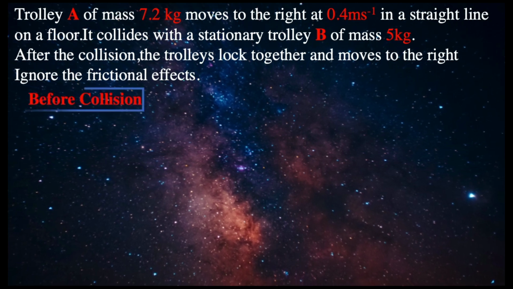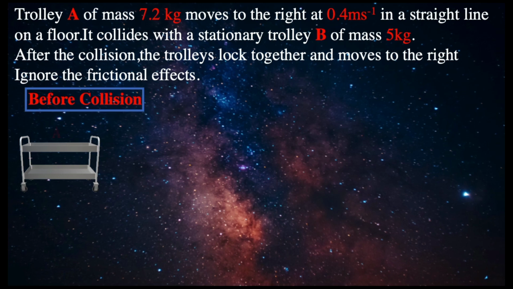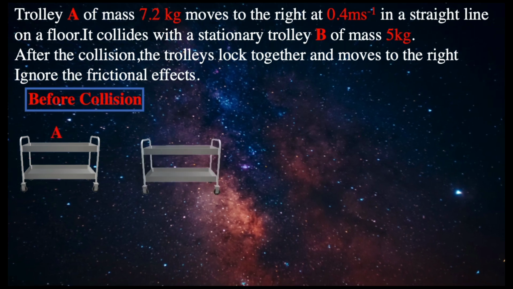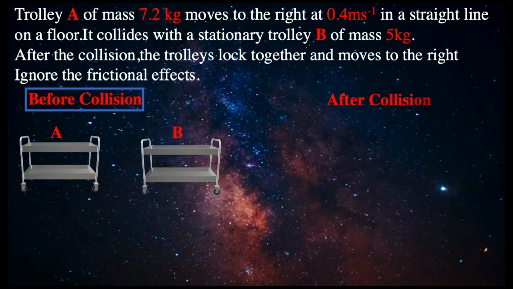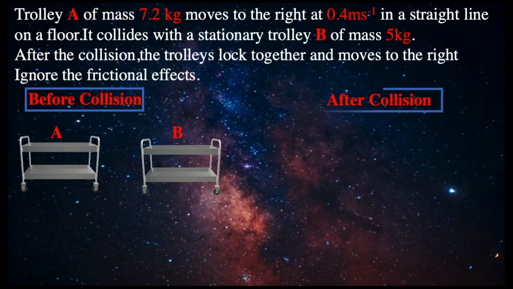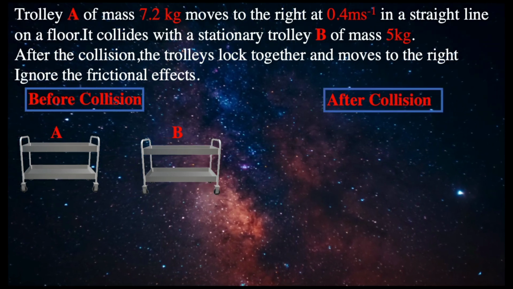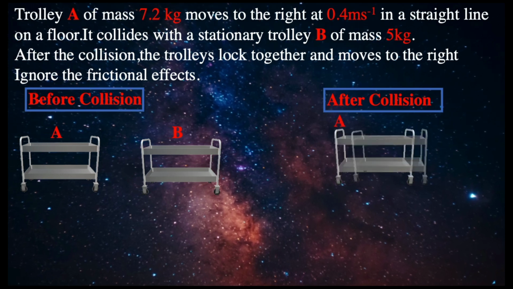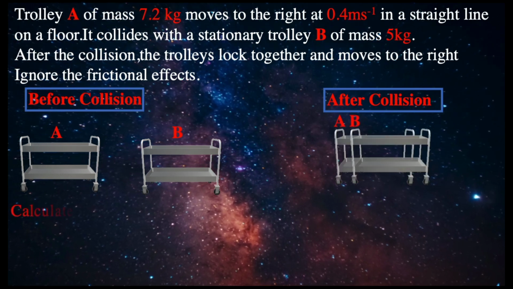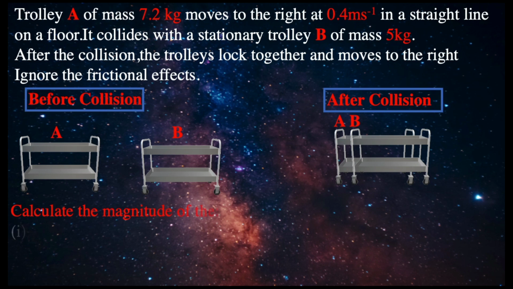This is the diagram before the collision. We have this trolley, which is trolley A, and this one, which is trolley B. After the collision, we're going to have trolley A and B locked together. They have collapsed. So this is what we have. And we have a few questions that we have to answer.